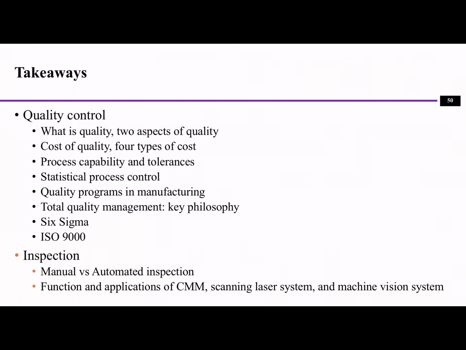All right, so that's pretty much all for today's lecture. Mainly we talked about quality control and inspection. The most important part is quality control. You need to understand all these calculations: normal distributions, the process capability index, the X bar chart, R chart, and also the P chart. Three different quality programs. And also what is Six Sigma?